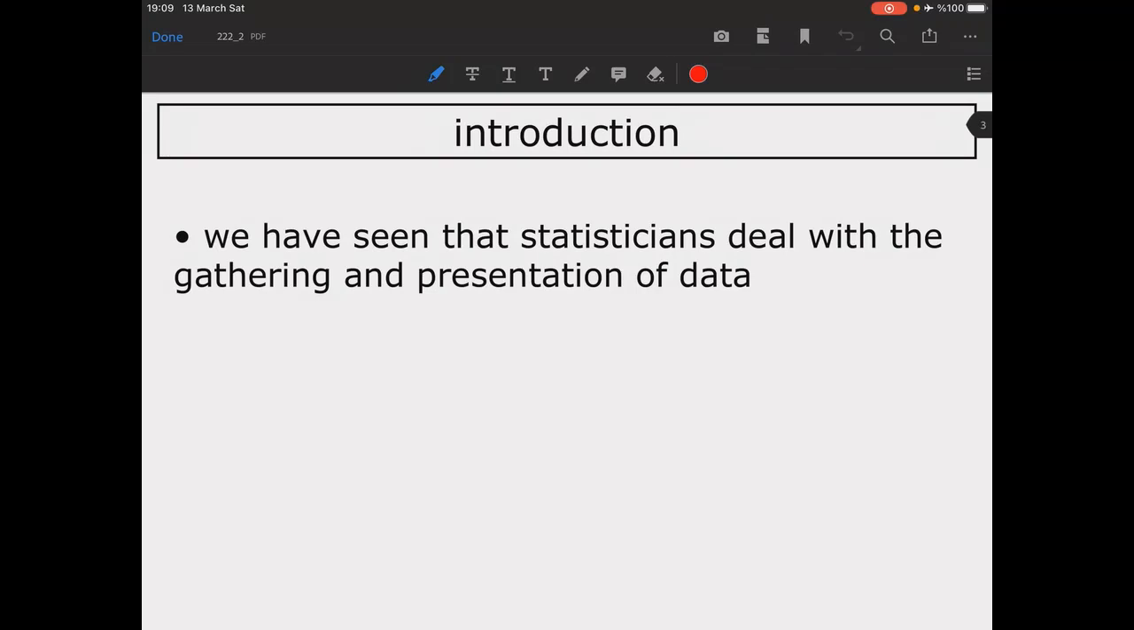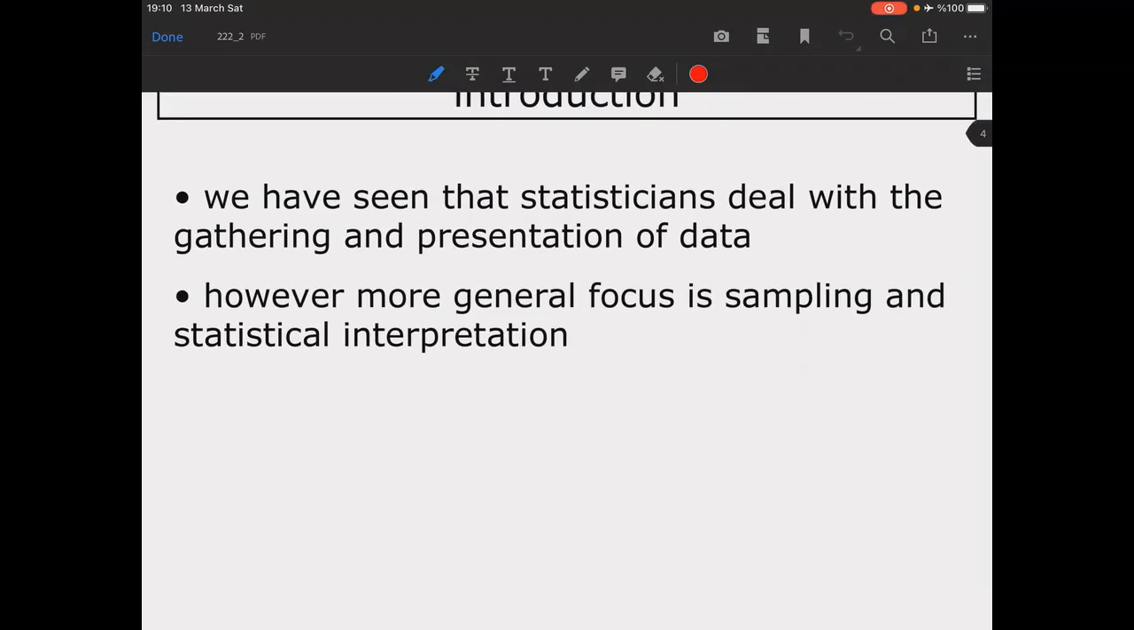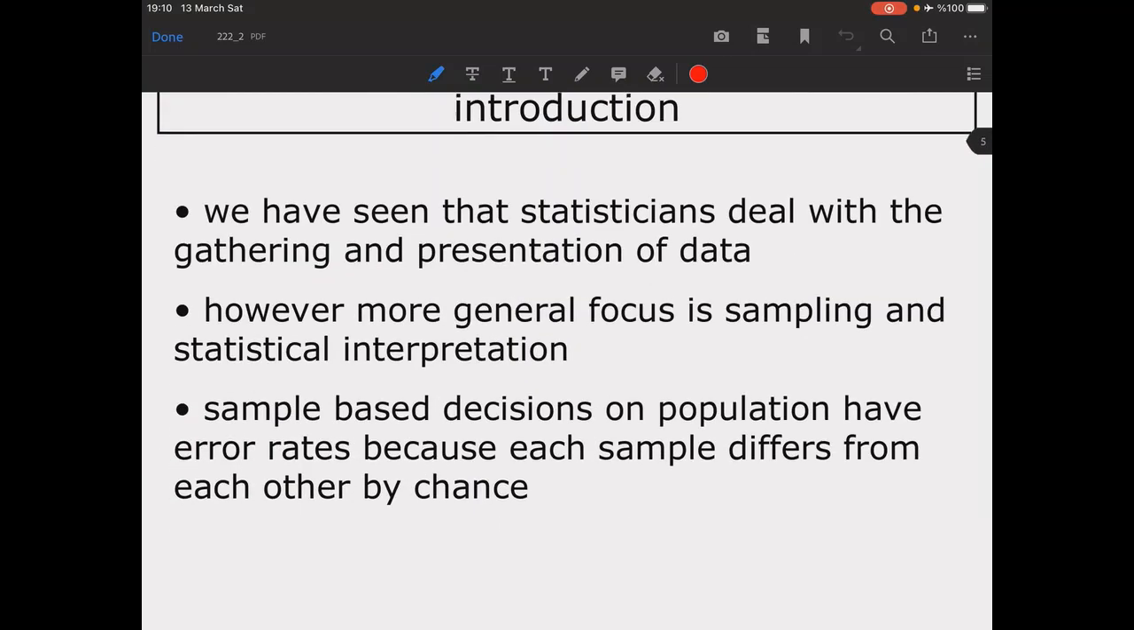So we have already seen in the previous sessions that statisticians deal with the gathering and presentation of data. So now we have an idea about how to gather and summarize that data, right? By means of graphs or histograms, whatever. However, the more general focus is sampling and statistical interpretation. I think we also talked about this a bit as well, right? So your sampling should be very good. We assume that our sampling is great so that we can make some interpretation on that statistical data.